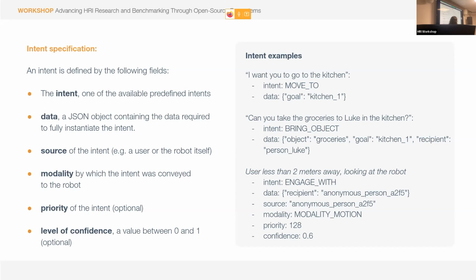And the last one, as we were showing before, is that the user is less than 2 meters away and is looking at the robot. So from here I can infer that maybe the user wants to engage with me. So this intent will be triggered. And in that sense, we also have all the information that we really need to then process that intent, to execute an action according to that intent.